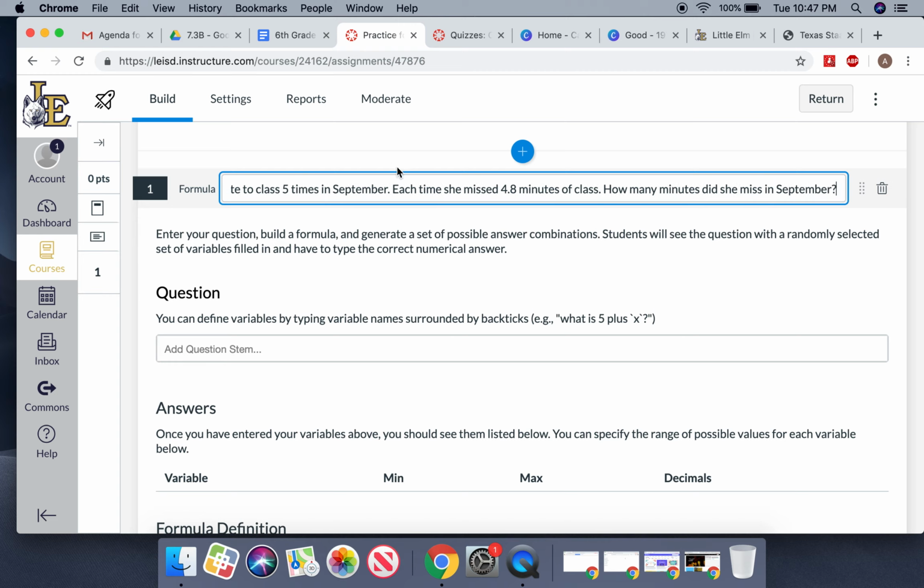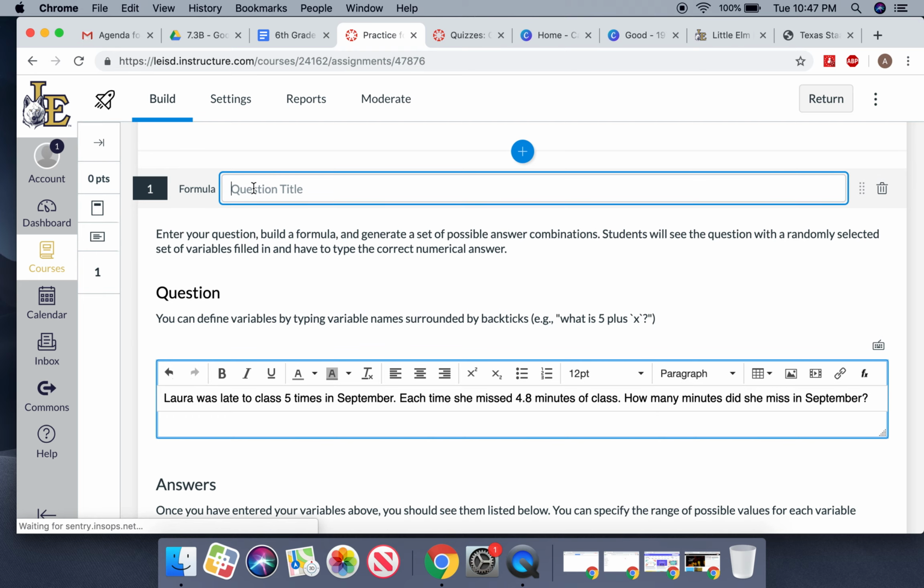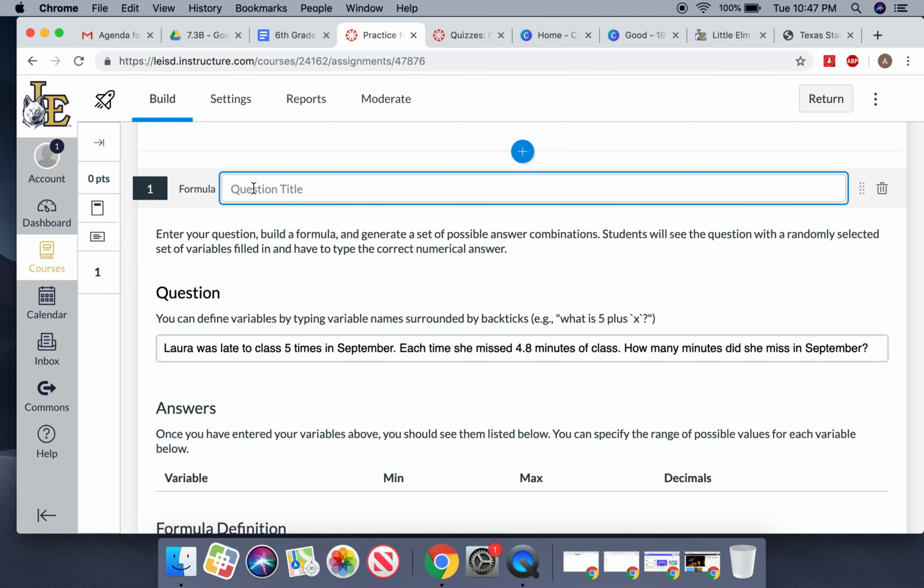Oh, I didn't mean to type it there actually. That's the formula. So hold on. So I'm going to type the question here. This is the question title, so I'm just going to name it multiplication word problem. Okay, so we have our question.